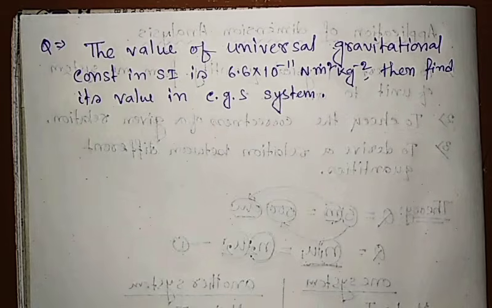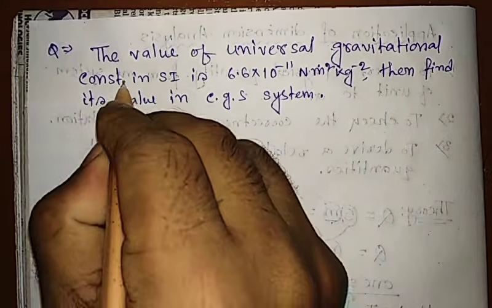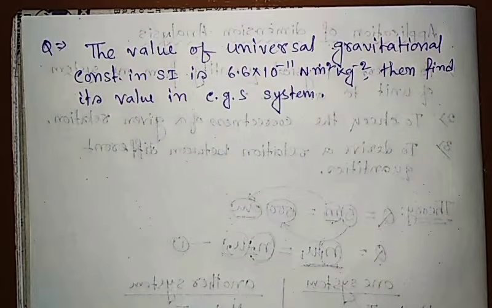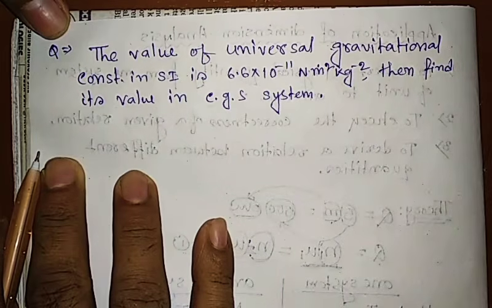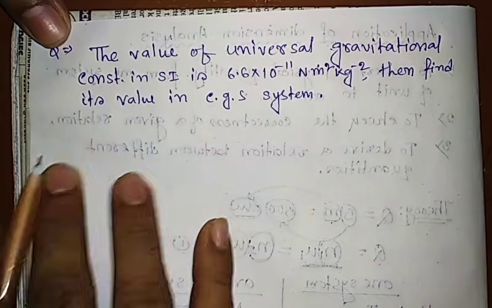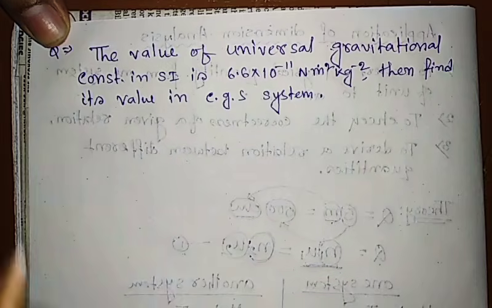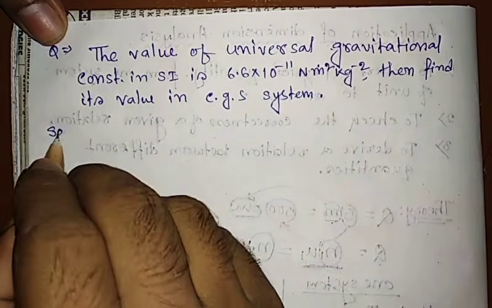The problem is: the value of the universal gravitational constant in SI is 6.6 into 10 to the power minus 11 Newton meter square kg to the power minus 2. Then find its value in C.G.S. So how do we solve it?